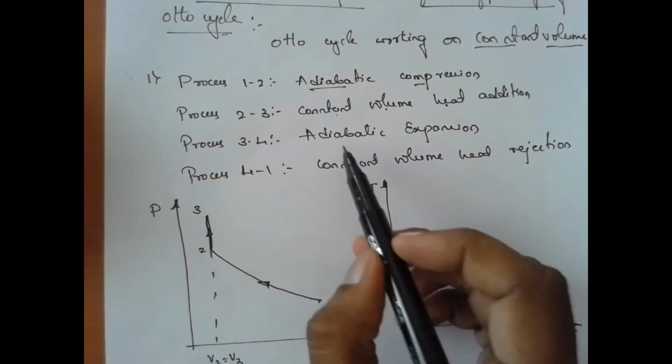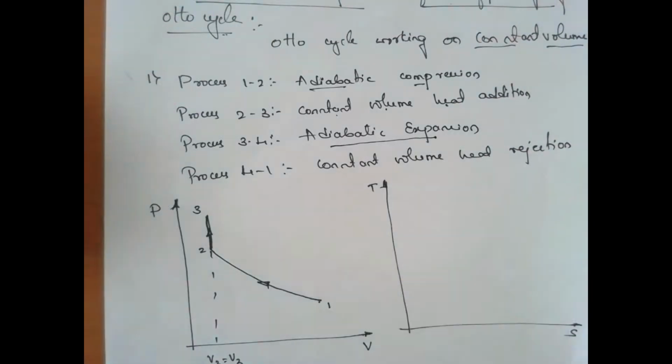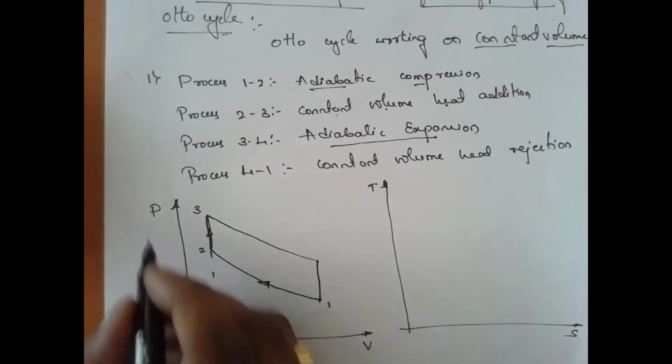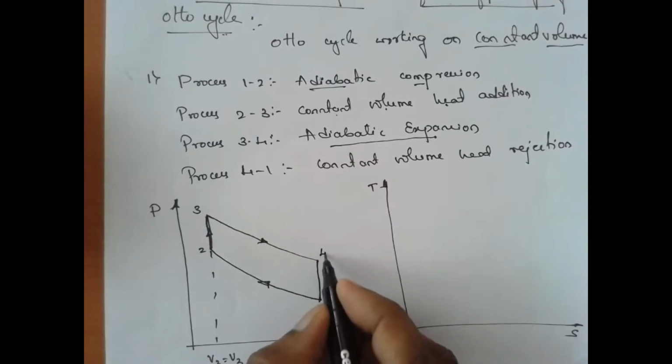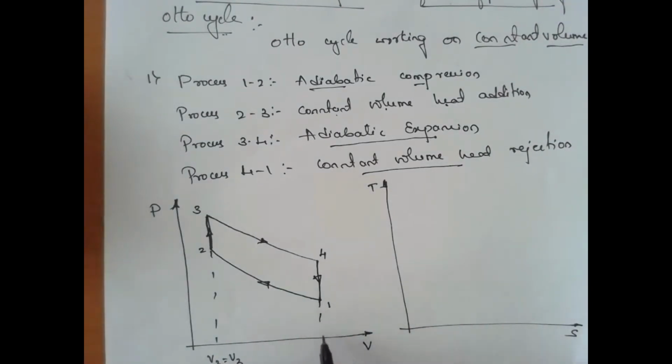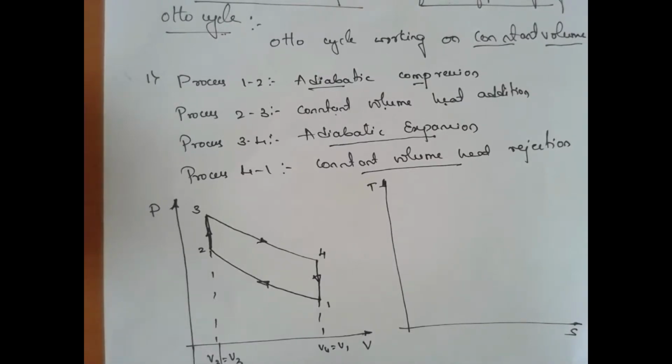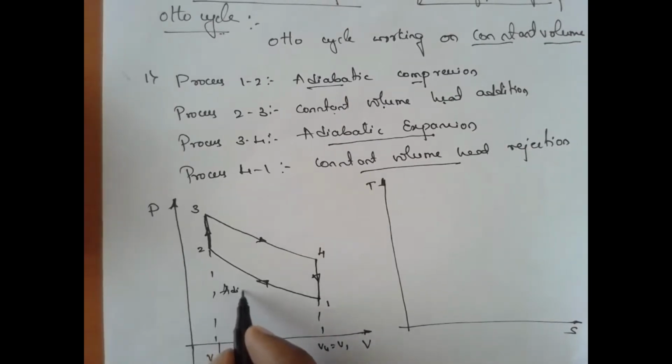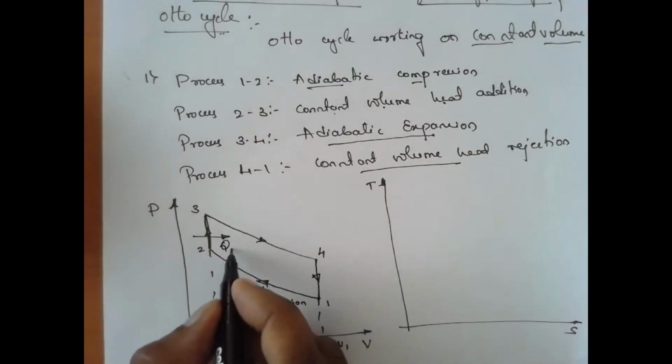Next, 3 to 4 is adiabatic expansion, where the volume is increasing and the pressure is reducing. Next, 4 to 1 is the constant volume heat rejection process, so here V4 is equal to V1. This gap is VC, which means the clearance volume. Here the heat addition takes place, and I'll take it as Q in.